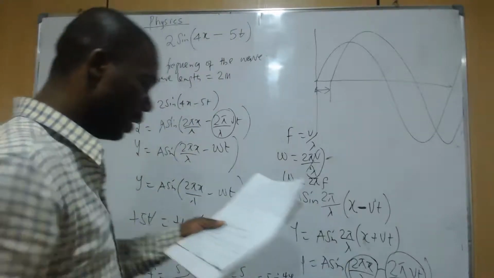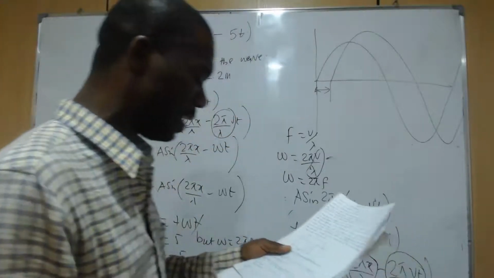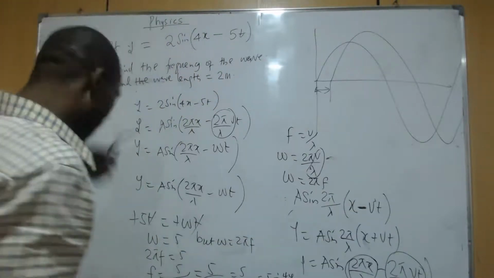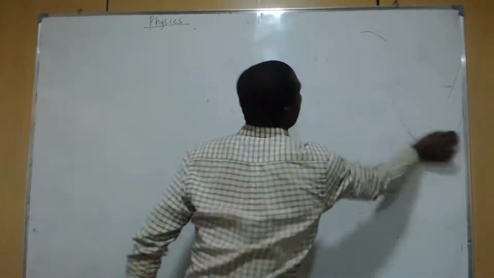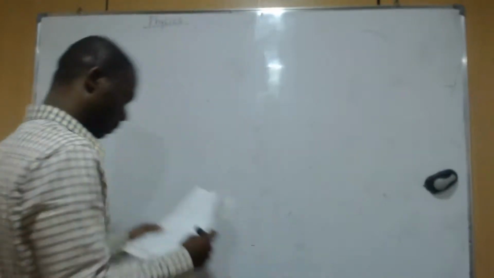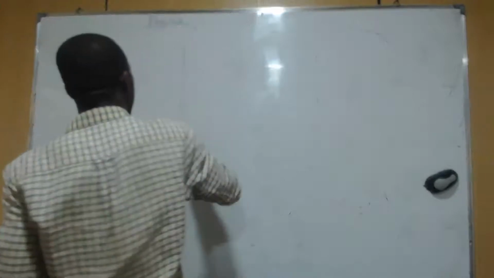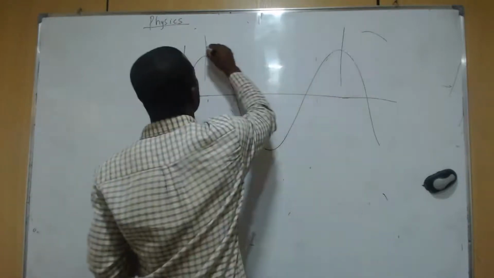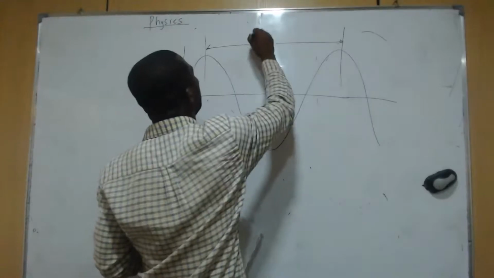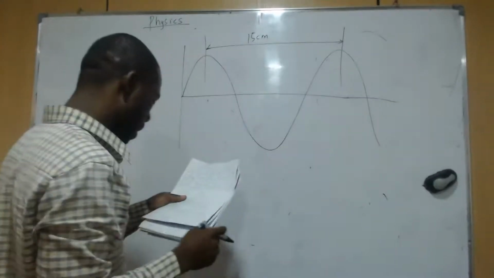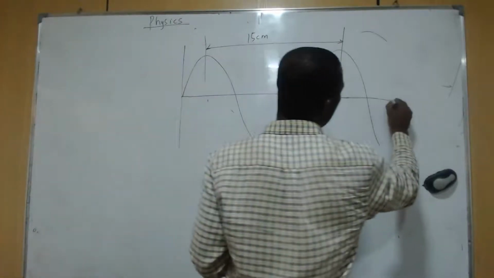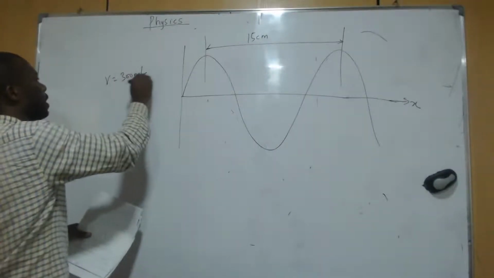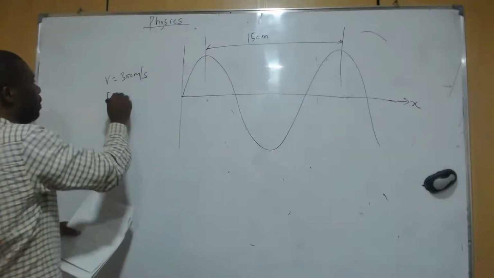It says that the distance between two successive crests of a wave is 15 cm and the velocity is 300 meters per second. Now we should calculate the frequency. We have a wave. The distance between two successive crests is given as 15 cm. And then the velocity of the wave, the speed of the wave along the x direction, v, is equal to 300 meters per second. Then we should find the frequency of the wave, v over lambda.